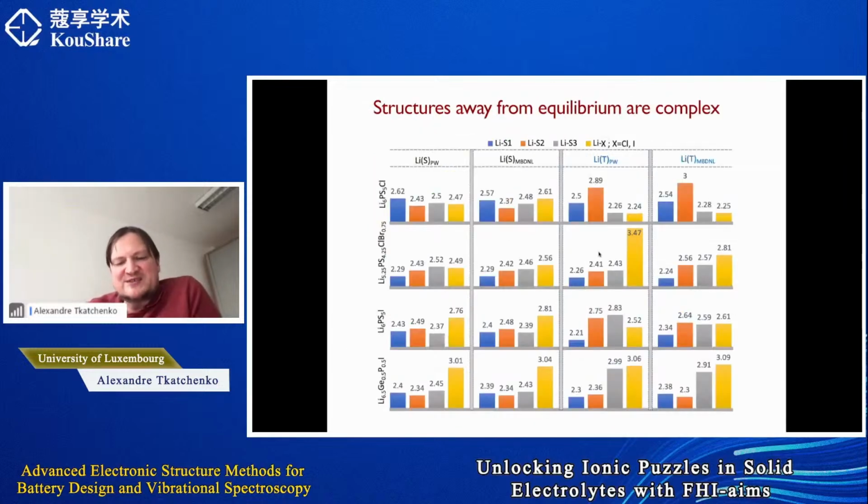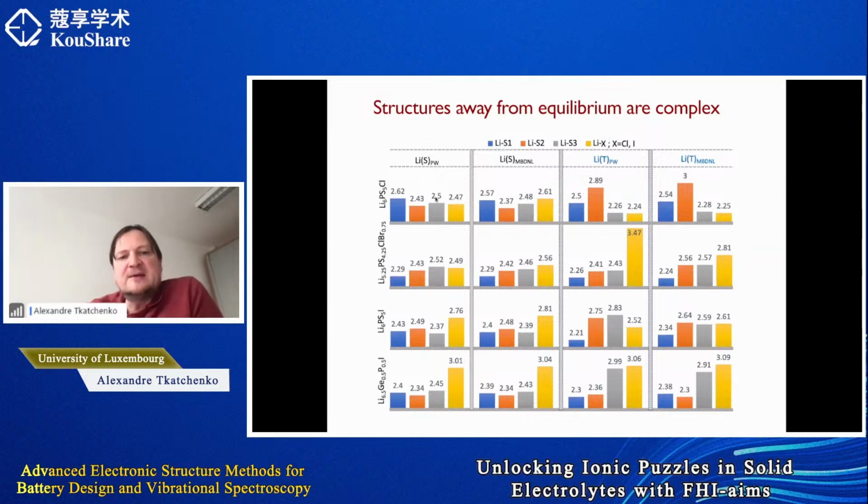One way to assess why this change in the barriers happens between the pairwise description of van der Waals interactions and the many-body description is looking at the geometry of the framework in the minimum and in the transition state. Here the two columns are the minimum distances between lithium and sulfur atoms and lithium and halogen atoms. And the right two columns are the distances for the transition state.